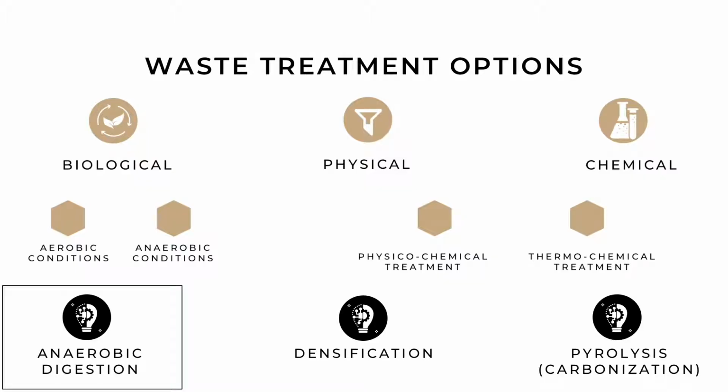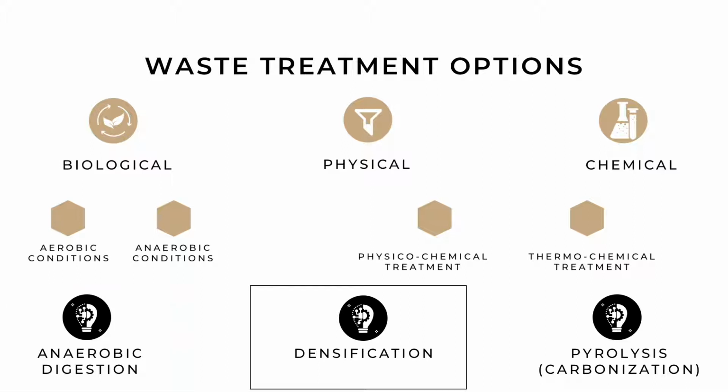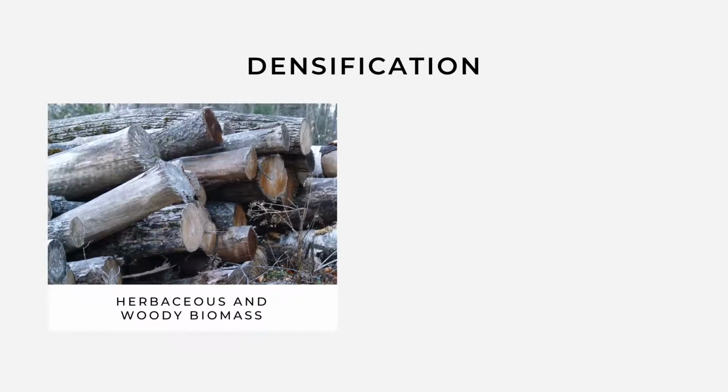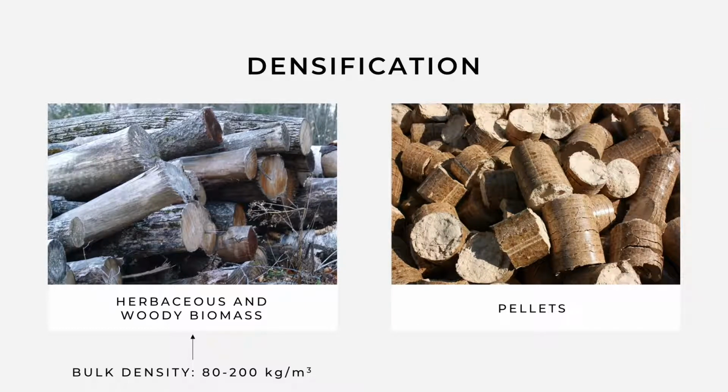Now that we have learned about anaerobic digestion, it is time to look at the physicochemical treatments that include chemical reactions or the application of physical mechanical forces. The first of them is densification. The low density of herbaceous and woody biomass limits their application in energy production, as it makes the material difficult to store, transport, and use. Therefore, prior to use in energy applications, these materials need to be densified to increase their bulk densities.